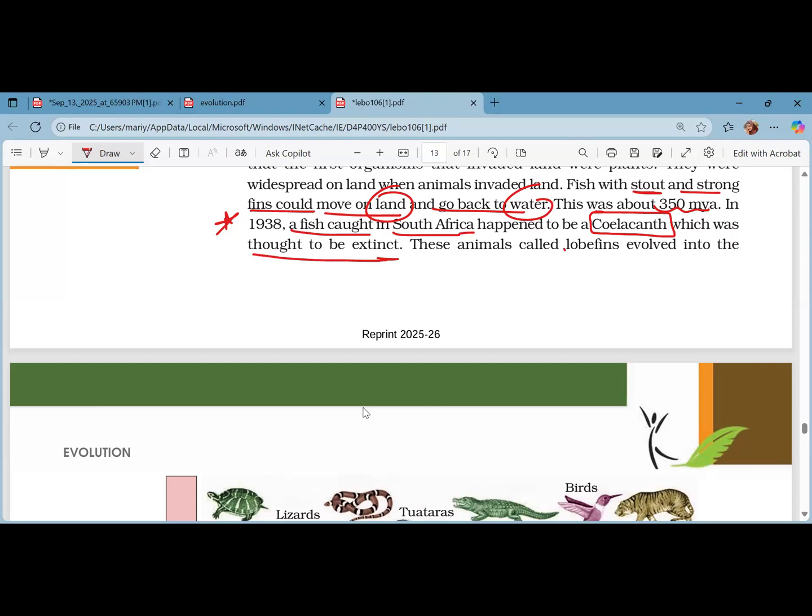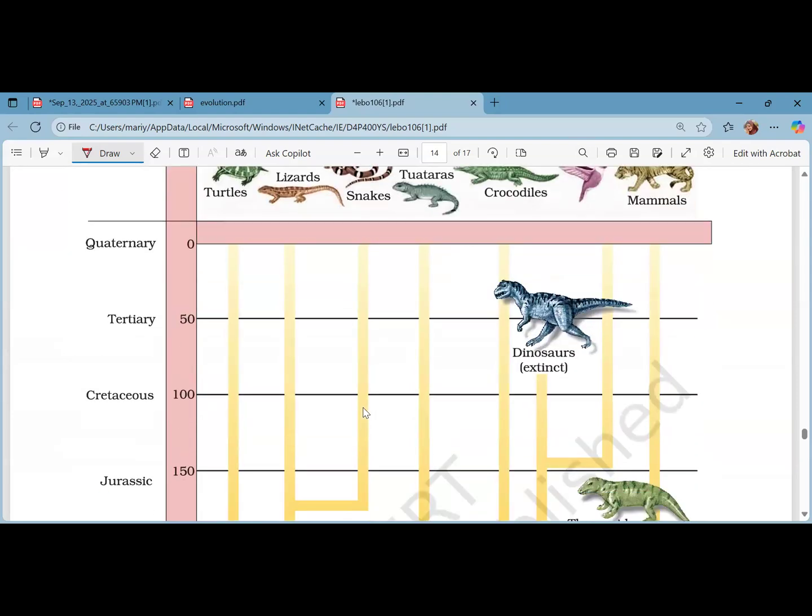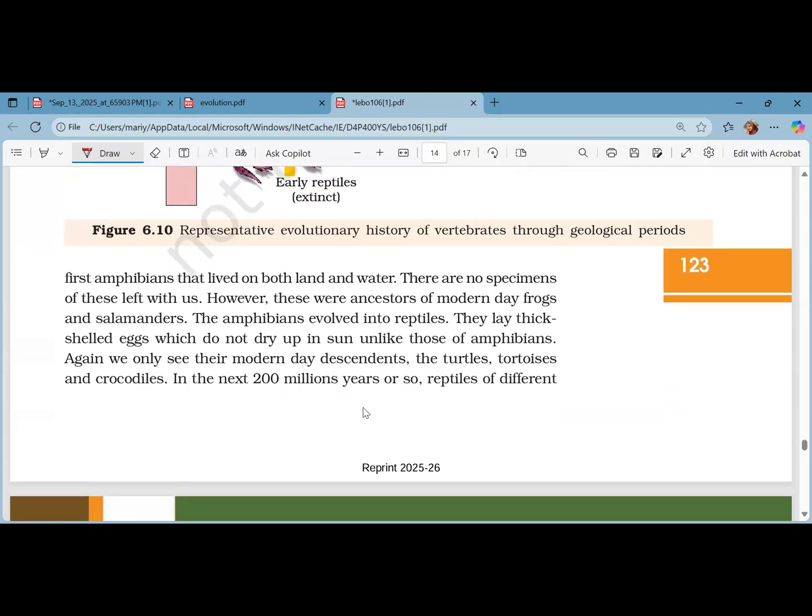These animals, called the lobe fins, evolved into the amphibians of today because they had a dual life. They were living in water also and on land also. But we don't have any specimens of those organisms left with us today. But these were ancestors of the modern day frogs and salamanders, meaning all the amphibians.